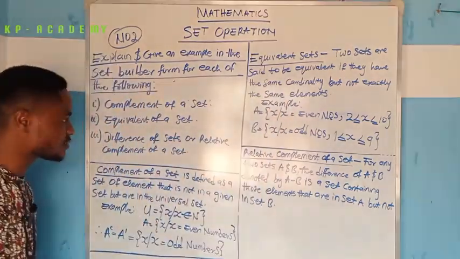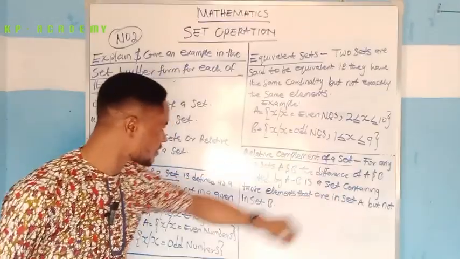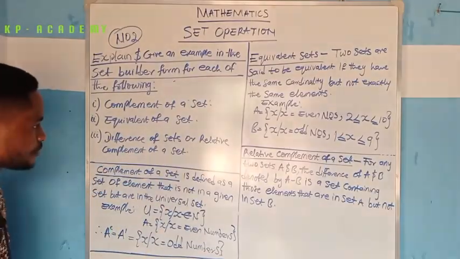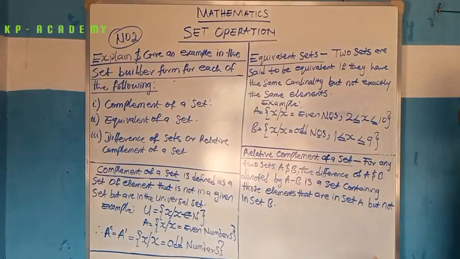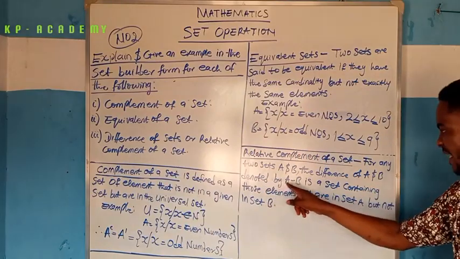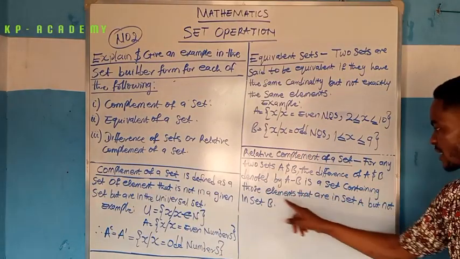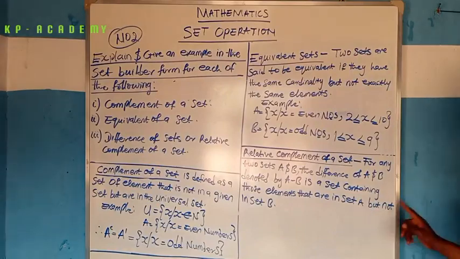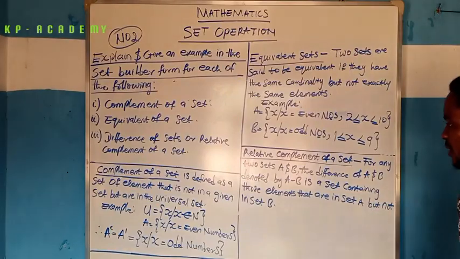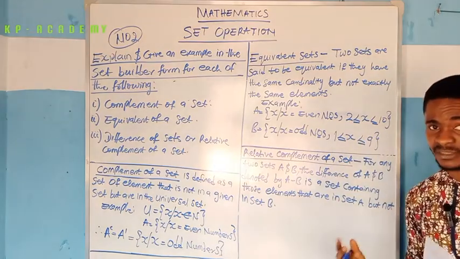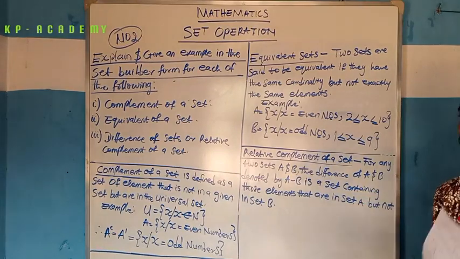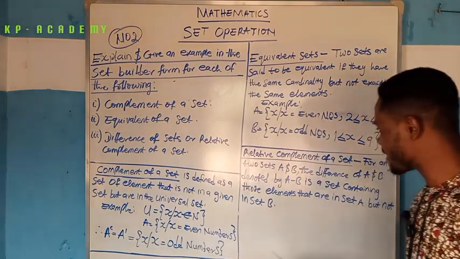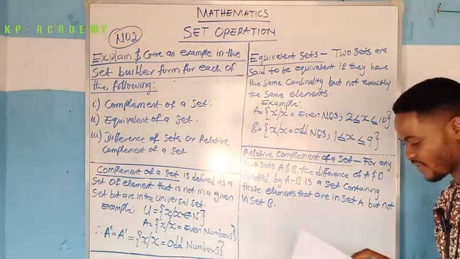What about the relative complement of a set? This relative complement of a set is also known as the difference of sets. Very, very important. So let's look at the statement I have here. For any two sets A and B, the difference of A and B, denoted by A minus B, is a set containing those elements that are in set A but not in set B. Very, very important. So if you are given set A and set B and you are asked to take their difference, the set that you obtain will be the elements in A but not in B. Let me try to give an example.